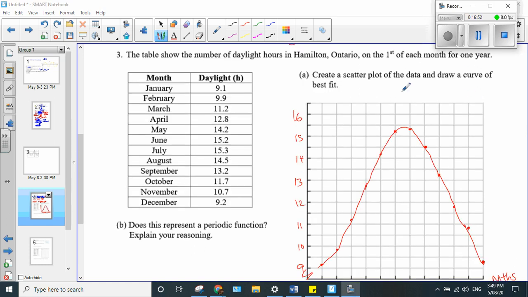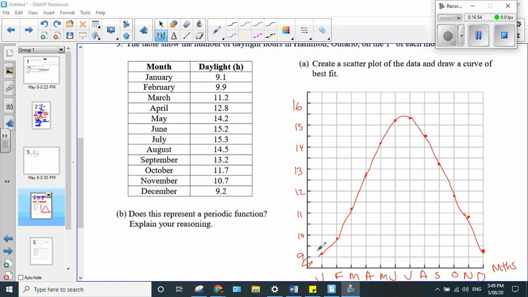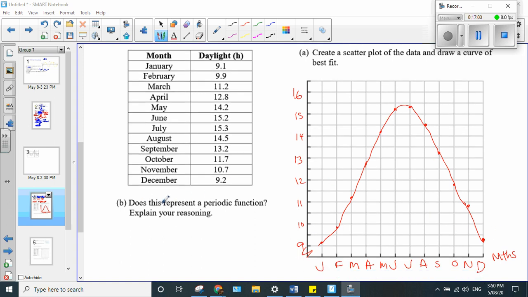All right, so here I have plotted the data. So we see this increase, which is something you would expect. We get more daylight hours in the summer and less in the winter months. So does this represent a periodic function? Well, looking at it here, if we didn't have any context, I would say we don't really have enough information. It doesn't repeat itself on the graph.